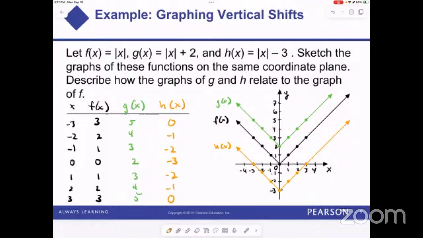So here, when we add a positive on the outside of our basic function, it causes a vertical change and it follows our intuition. So it shifted the graph up 2 units. When we subtracted a positive on the outside, that means it affected our y values. It went down that many number of units, right?